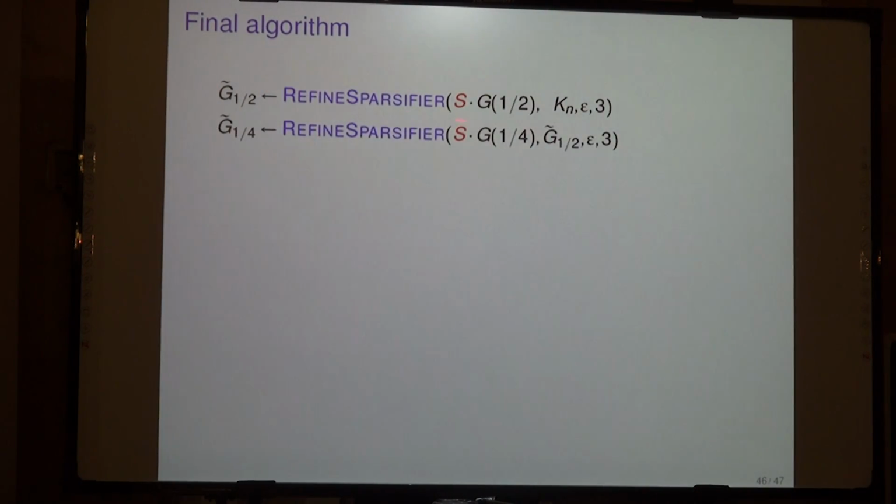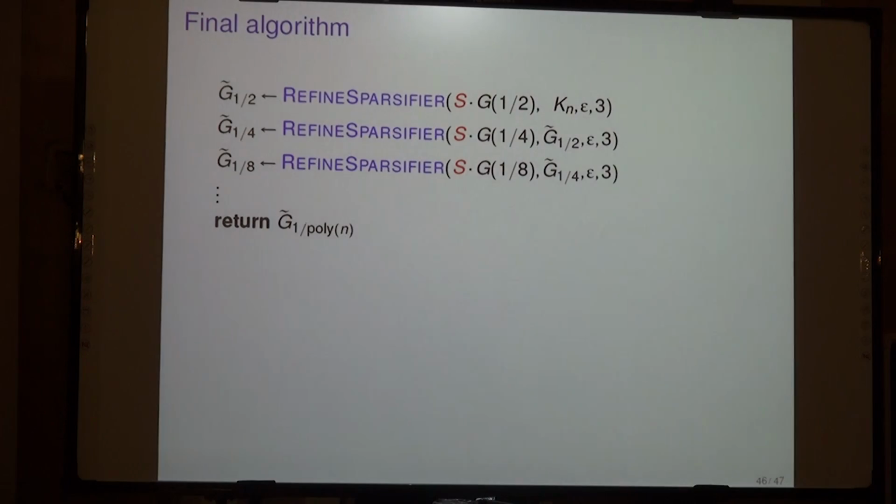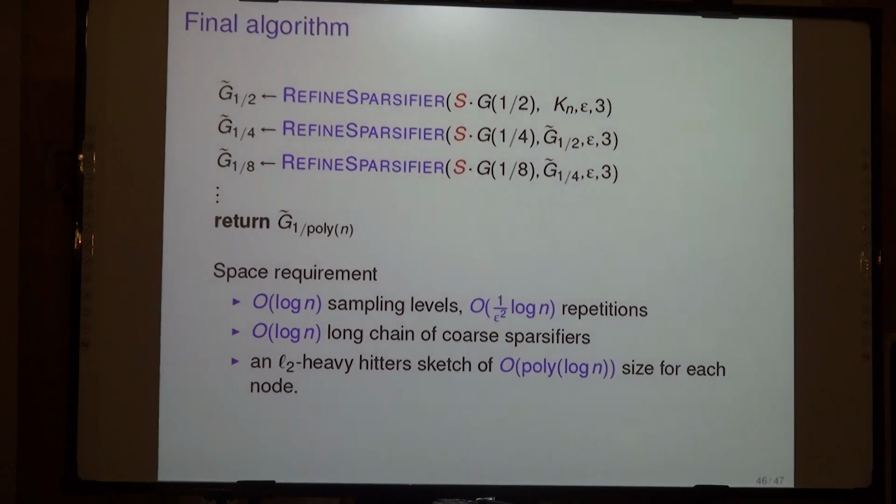Then we will use G tilde 1/2 as a crude sparsifier to get a good approximation to G tilde 1/4. We'll use G tilde 1/4 to get a good approximation to G tilde 1/8. And in a logarithmic number of levels, we'll be down to G tilde of 1 over poly n, which is exactly a good approximation to our graph G.